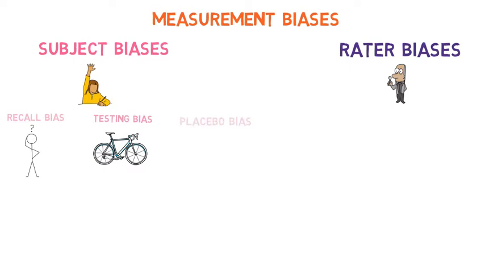A placebo bias occurs when an outcome is attributable to the expectation that the regimen they're following in the study will have an effect, and it works through the power of suggestion.